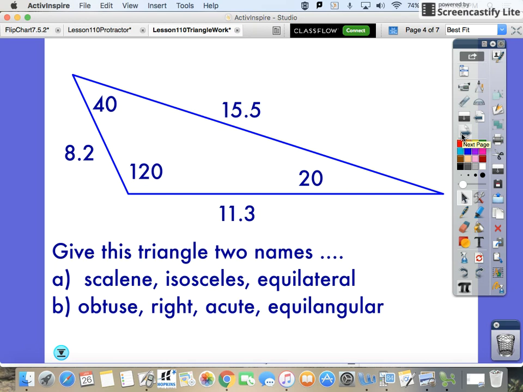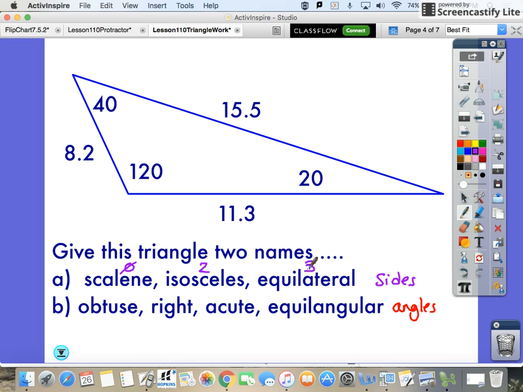So what we're going to do today is look at a couple triangles and decide what names to give them. So there's two names that we can name a triangle based on both the sides and on the angles. So this is based on sides, these three options: scalene, isosceles, and equilateral. These are based on angles. We should choose one of each. So as a reminder, scalene means that there are 0 equal sides. Isosceles means there are 2 equal sides, and equilateral means there's 3.